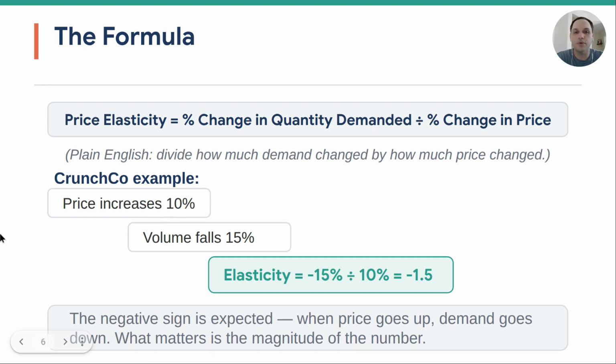The formula is simple. Price elasticity equals the percentage change in quantity demanded divided by the percentage change in price. For Crunchco, the historical data shows that when the price goes up by 10%, volume tends to fall by 15%. So negative 15% divided by positive 10% equals negative 1.5. That's Crunchco's price elasticity coefficient. The negative sign is expected and normal. When price goes up, demand goes down. What matters for the analysis is the magnitude, 1.5. Let's look at what that number means.